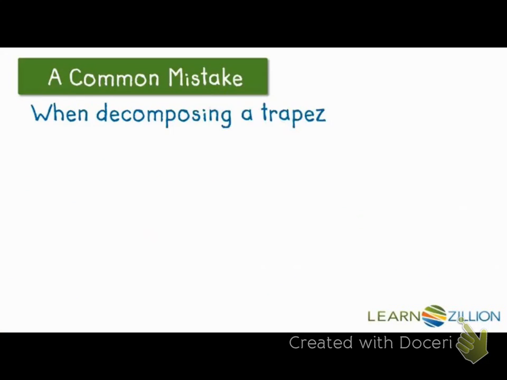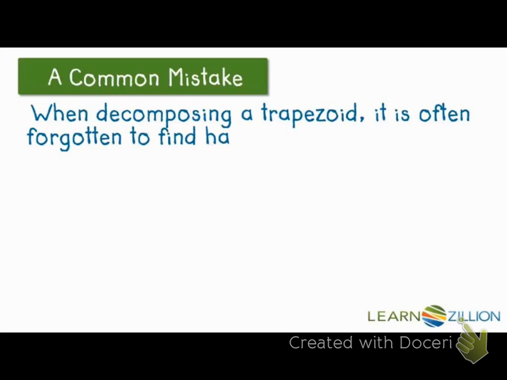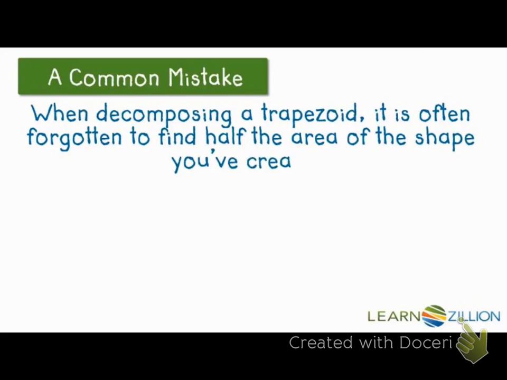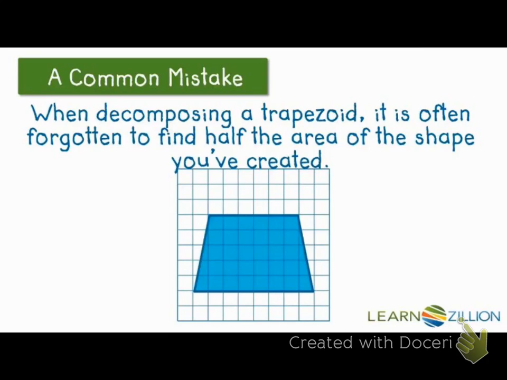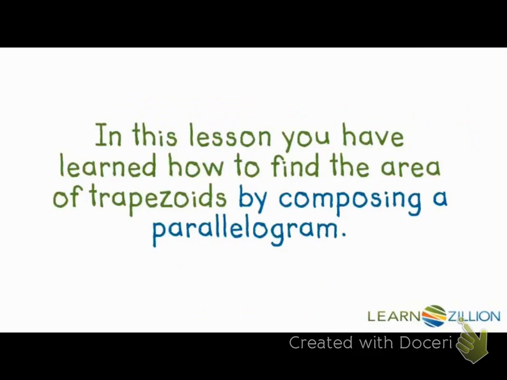A common mistake is that when decomposing a trapezoid, it is often forgotten to find half the area of the shape you created. If you take a trapezoid and create a congruent trapezoid to it, and then find the area of that larger shape, sometimes it's forgotten that you need to return and find the area of that smaller shape afterwards, the original trapezoid. In this lesson, you have learned how to find the area of trapezoids by composing a parallelogram.